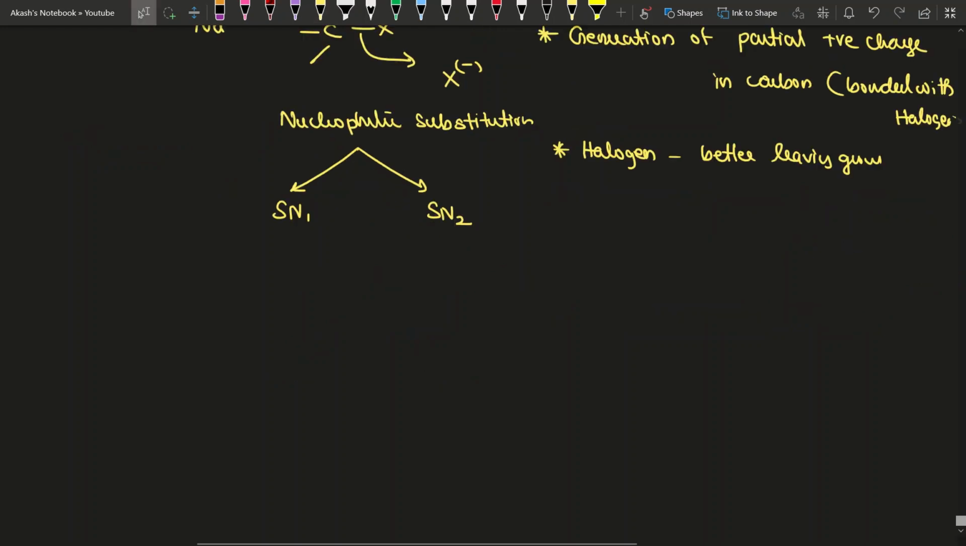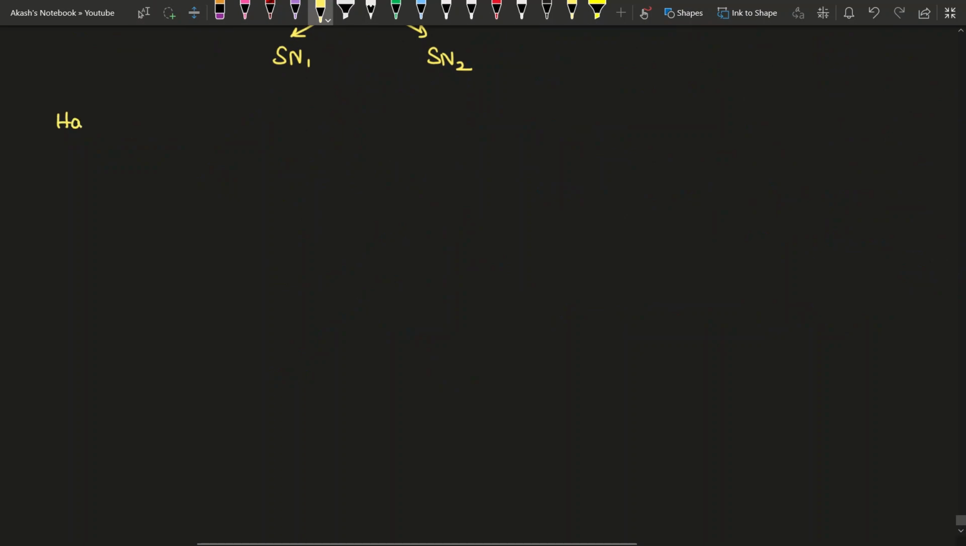Now, regarding haloarenes, the halogen is attached to a benzene ring or an aromatic ring. What can happen now? The lone pair of electrons present on the halogen can undergo conjugation with the pi electron cloud of the benzene by resonance.